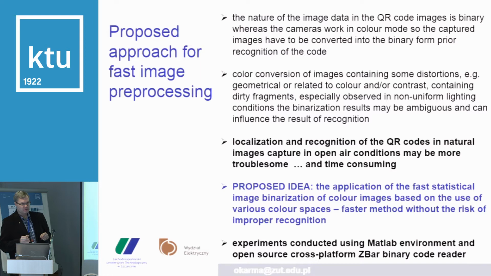So I will present some illustrations about the influence of the color space, the color to grayscale conversion, and the further binarization algorithm on the readability of such two-dimensional codes. Of course, if the images are poorly illuminated, if they contain some distortions, maybe geometrical, maybe related to contrast color, if they are dirty, the dirt could not necessarily be black in the color image, but if the dirt is also dark, it could be black after the binarization, so the recognition could be at least troublesome. So in such a case, if we have a natural image, especially captured somewhere outside in open air conditions with unknown lighting conditions, we could have a problem.